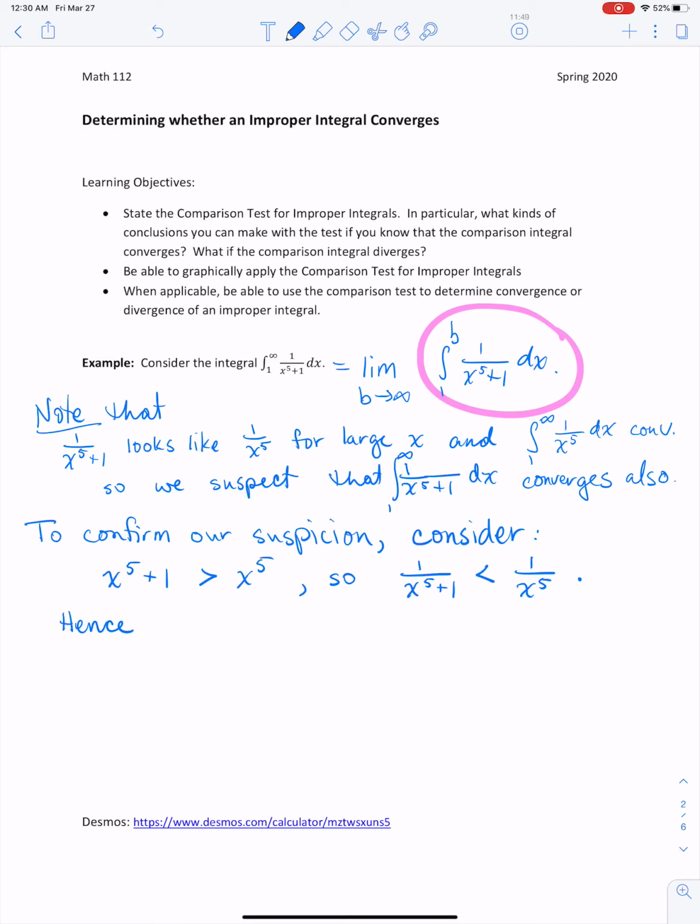Hence, we know that the integral from 1 to b of 1 over x to the fifth plus 1 dx has to be less than, and I'm going to go ahead and just be safe here, less than or equal to the integral from 1 to b of 1 over x to the fifth dx.